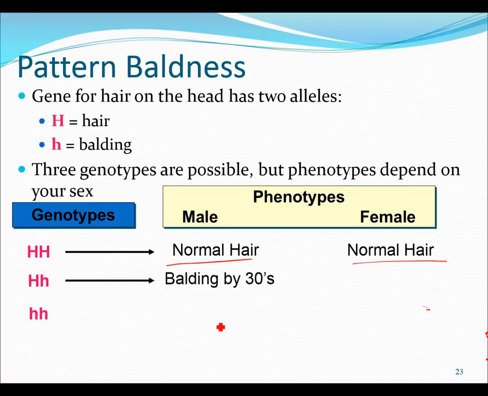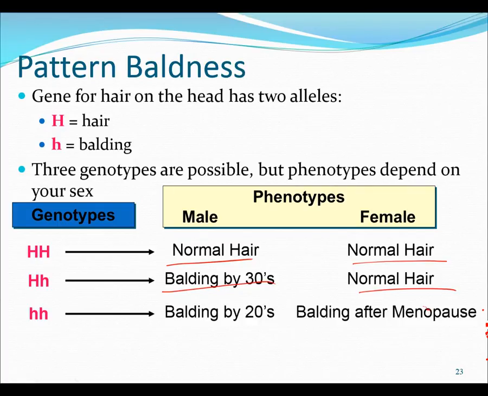If you get the heterozygous pair of alleles, you're balding by the time you're 30 if you're a male, because of that testosterone. And for a female, you're probably still normal. And then for the homozygous recessive pair of alleles, sounds like doomsday. If you're a male, you're going to be balding by the time you're in your 20s. But for the female, you are not bald until after menopause.